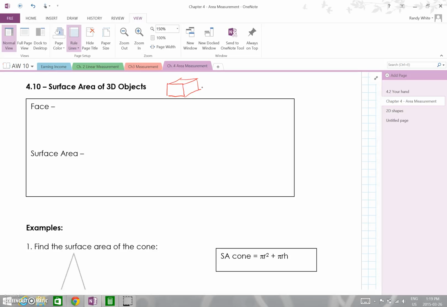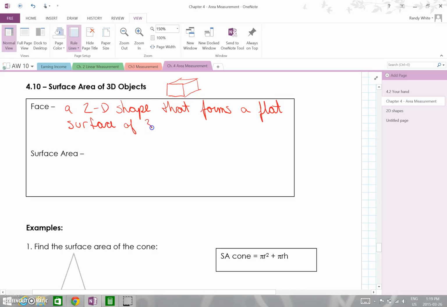but basically every 3D object we're working with has what's called a face. And a face is simply a two-dimensional shape that forms a flat surface of any three-dimensional object. Okay? And then the surface area of a three-dimensional object.